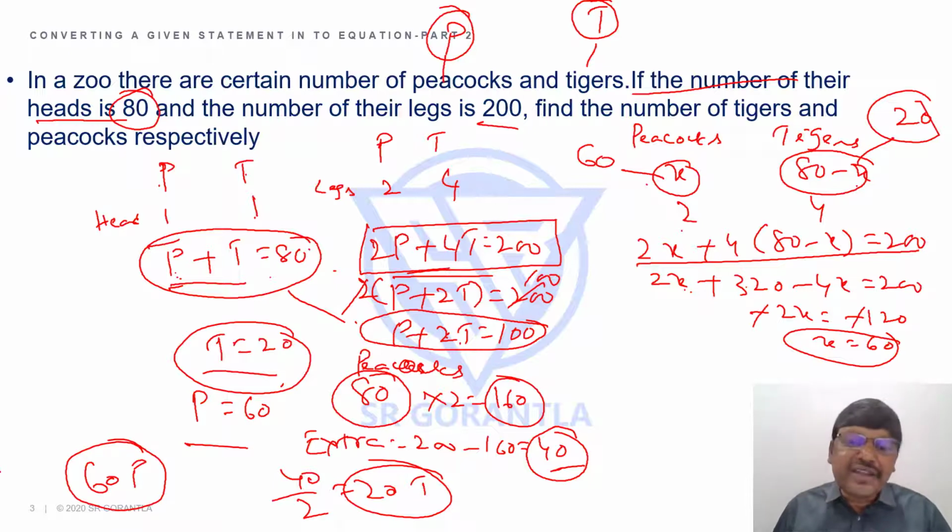I repeat, if all 80 were to be peacocks, 80 times 2 is 160 legs I will have, but 200 legs means there are 40 legs extra. These 40 legs extra are the extra legs the tigers are carrying. Each tiger will carry 2 legs extra. There are 40 legs extra, means how many tigers are there? Means 40 by 2, 20 tigers are there. If 20 are tigers, remaining 60 are peacocks.